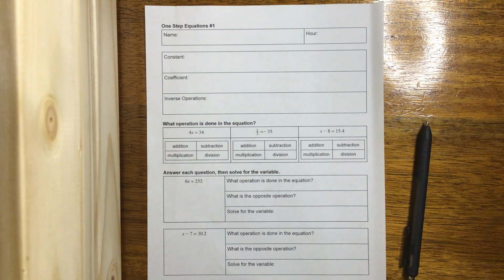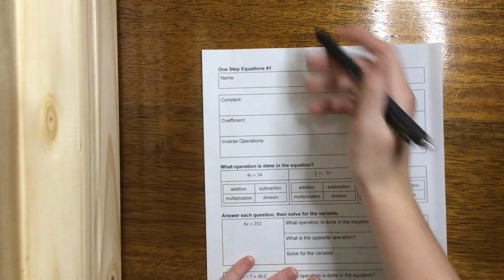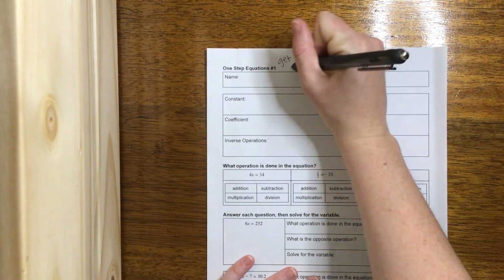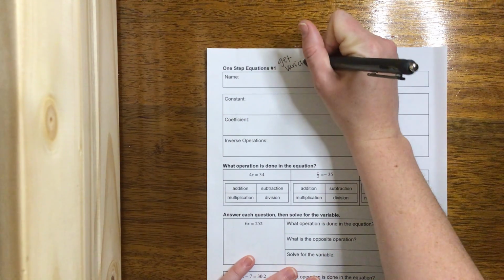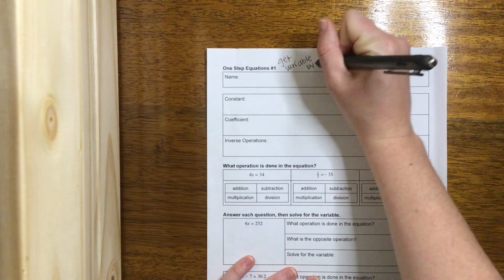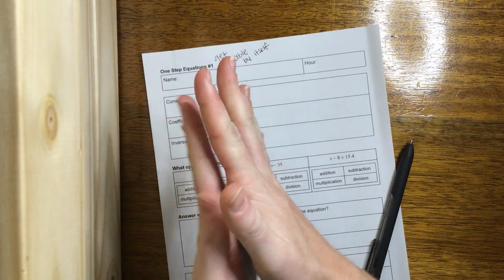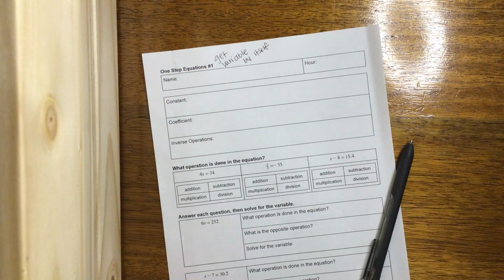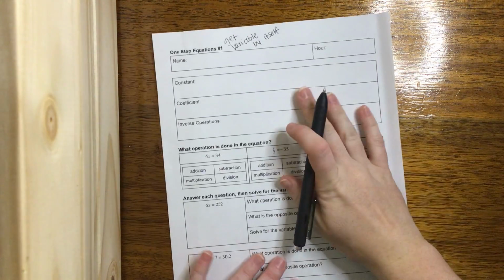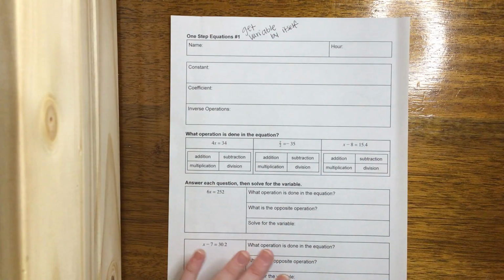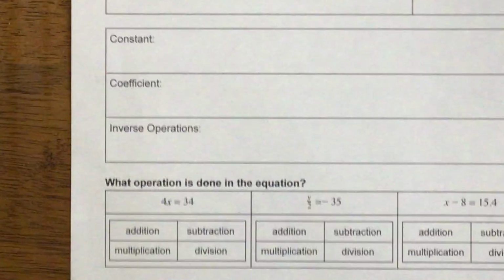All right, pals, let's keep breaking it down with our one-step equations. So our goal with one-step equations is always to get the variable by itself. And we need to move any other number to the other side. Okay? So let's recap. What are the parts of an expression or an equation?